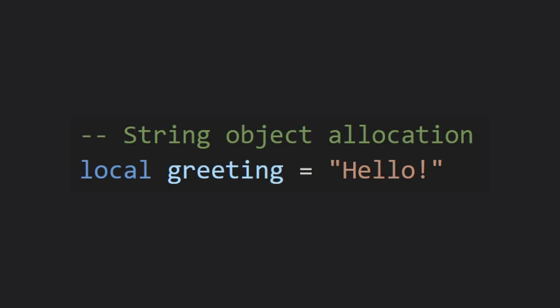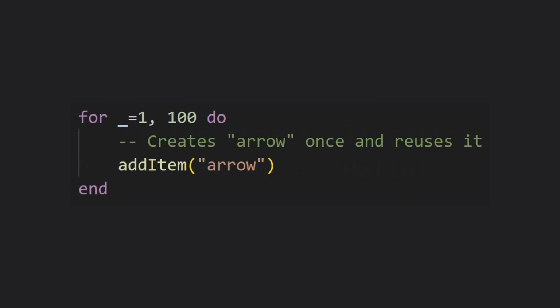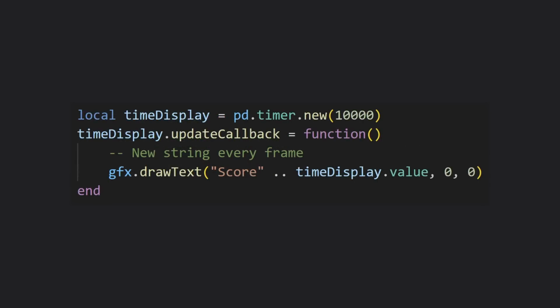Every time you make a new string, it has to store it in memory. However, strings are a little bit special because when you create a new string, Lua will cache it automatically, so if you make the same string, it will reuse the same string object. It's only when you're making new, unique strings that it creates a new object.